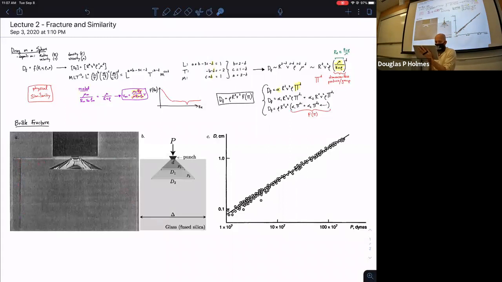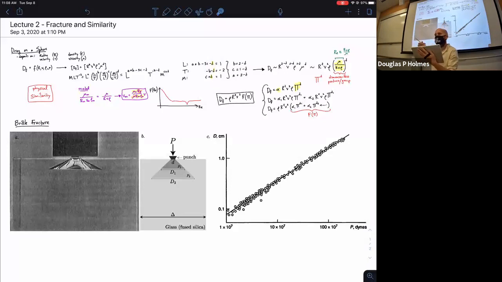And right up here, you can see a little black parallelogram of sorts, which is a punch. It's a very sharp, small punch that is being pressed into this fused silica. The experimentalists are trying to understand brittle fracture. What they observed was that as you applied more and more load to this glass, you would end up creating a conical fracture.